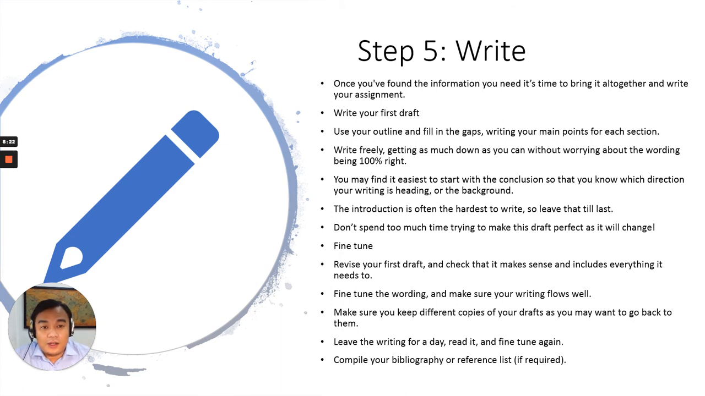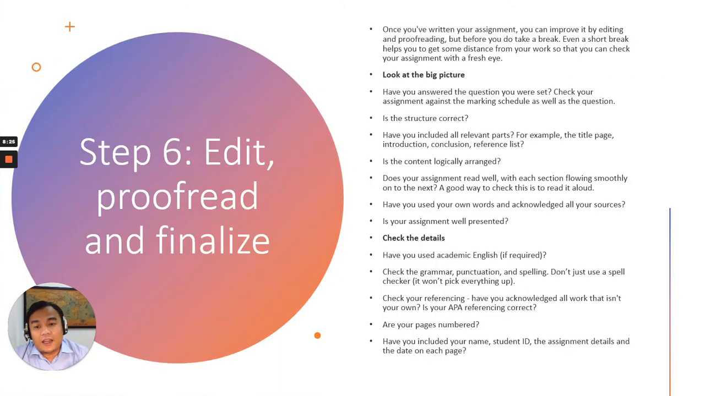The last step, which is step 6, is to edit, proofread, and finalize. Once you have written your assignment, you can improve it by editing and proofreading. But before you do, it is also good to take a break, meaning that you don't do it all at the same time. Maybe you can have some lunch, have some tea, and after the short break, it will help you get some distance from the work, so that when you check the assignment again, you have fresh eyes and a good perspective.